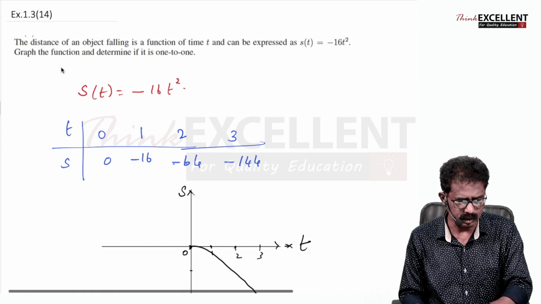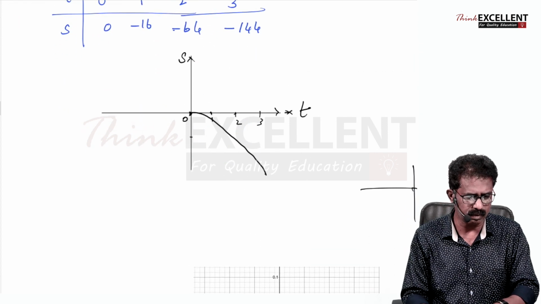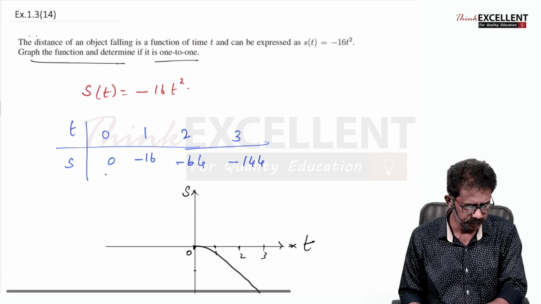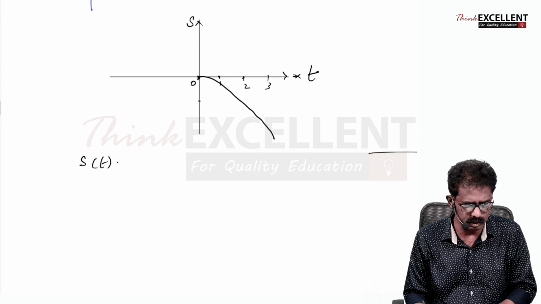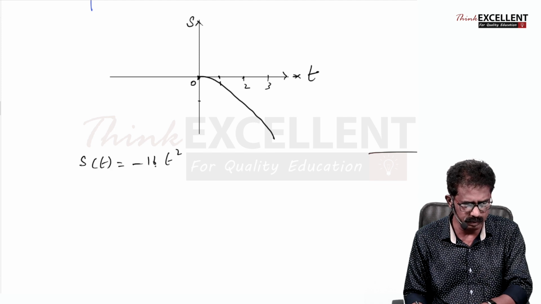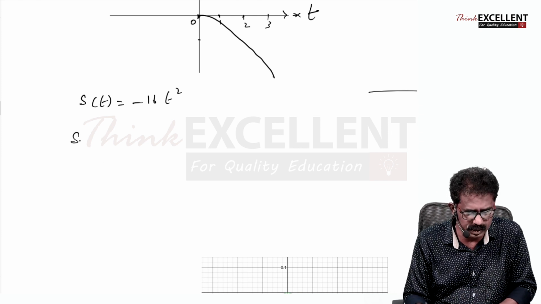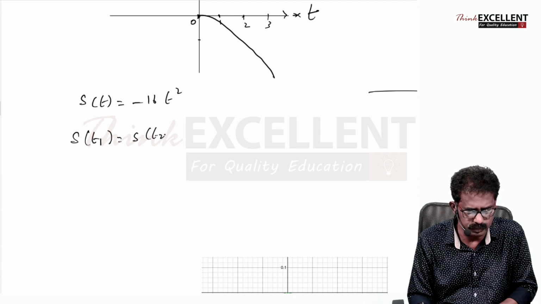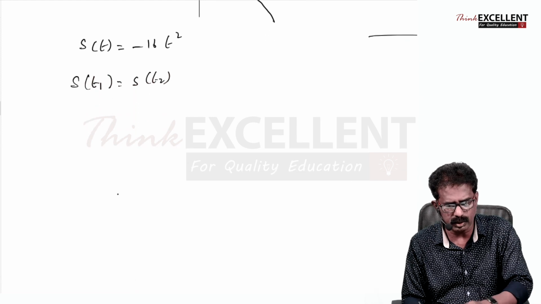Graph part over. Now we have to check whether the function is one-one or not. So what's the function given here? S of t equal to -16 t square. Normally we take f of a equal to f of b. So here we take s of two values, s of t1 equal to s of t2. Then you try to prove t1 equal to t2. If you are able to prove t1 equal to t2, it's over.